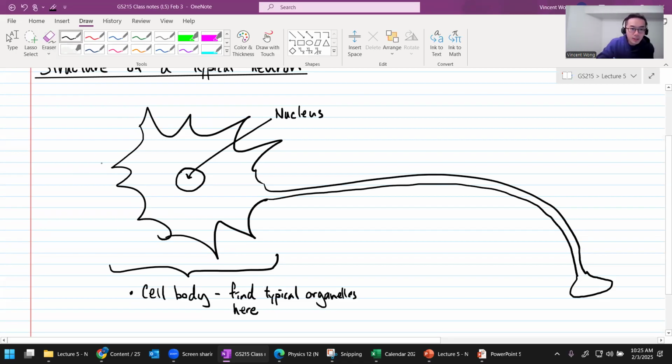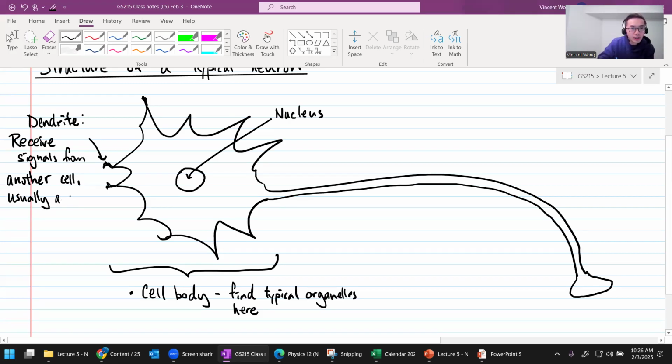And the ends that are receiving electrical signals are these little projections that are coming out from the starbursts that I've drawn. Okay, these are called dendrites. Dendrite for singular, dendrites with an S for plural. They receive signals from another cell. Usually, but not always, a neuron. So it could be receiving signals from another neuron, but it could be from other things as well. And I'll tell you what these other things are next time. Okay, so these are dendrites.